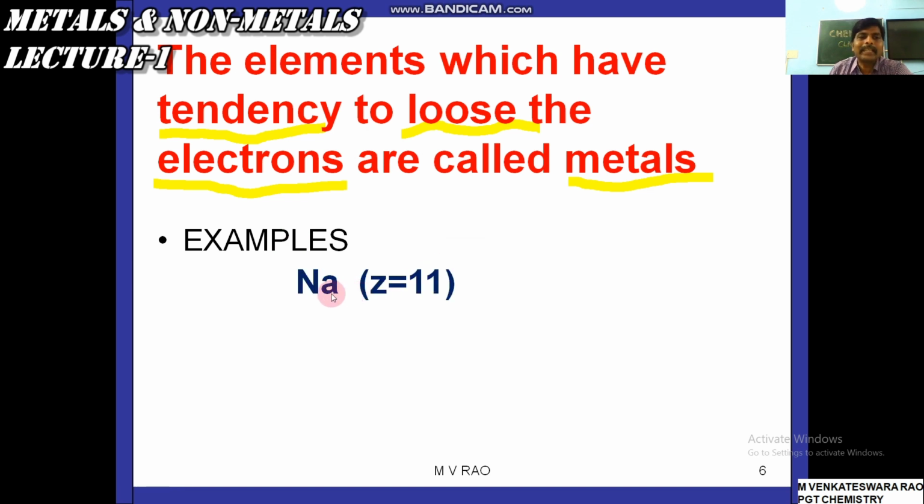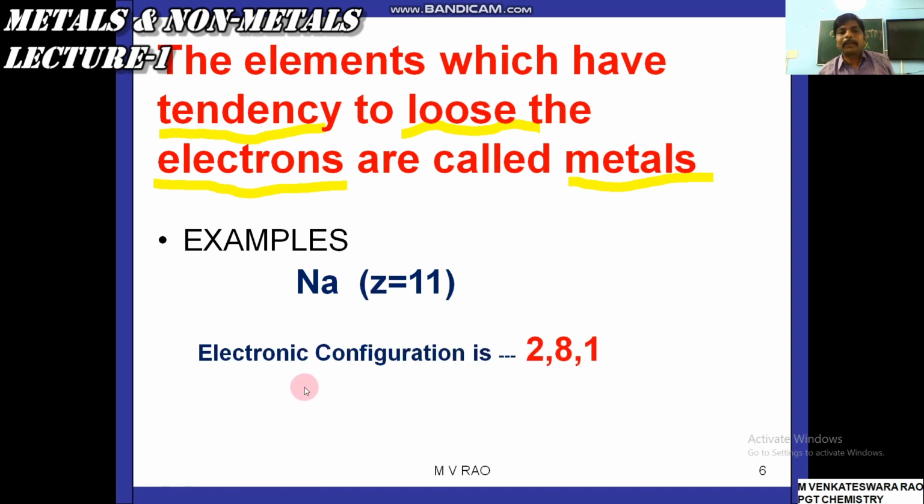Examples, one example of a metal is sodium. You know sodium atomic number Z is equal to 11. So what is the atomic number of sodium? You know atomic numbers up to 18. In class 9th you studied atomic numbers up to 18 elements. Not only atomic numbers, you studied about electronic configuration also. So you see sodium atomic number 11. So what is the electronic configuration of sodium?